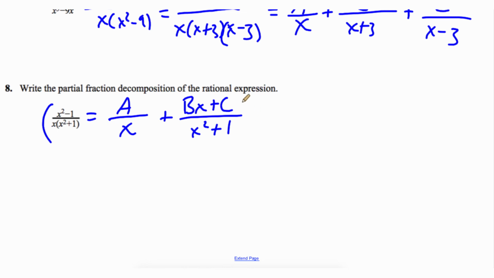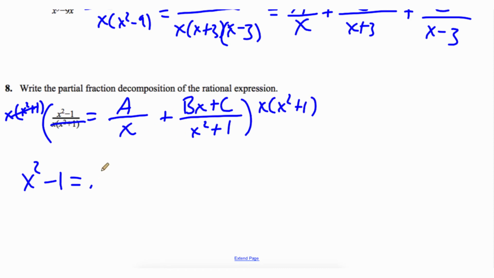Now, what we're looking at doing is canceling out all of these denominators, so we're going to multiply both sides by x and x squared plus 1 to get the denominator on the left to cancel out. Whatever we do to one side of the equation, we have to do to the other side. The left-hand side now just says x squared minus 1. On the right-hand side, if we take the a fraction times the x and the x squared plus 1, the x's would cancel each other out. We would still have the a left over, and the x squared plus 1 would be left over as well.